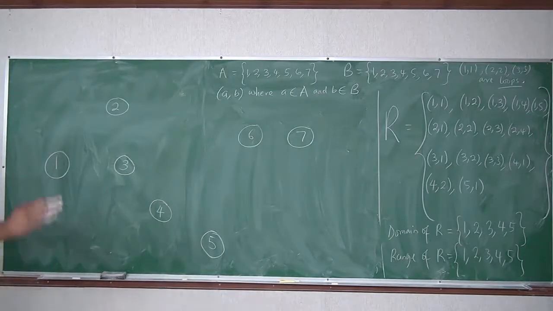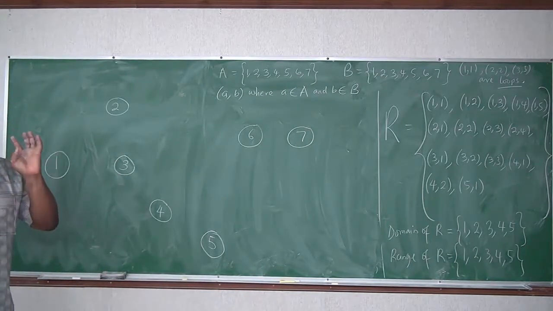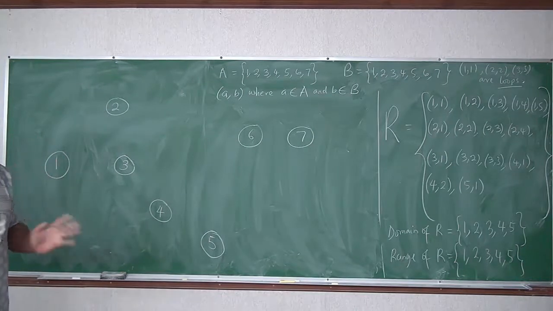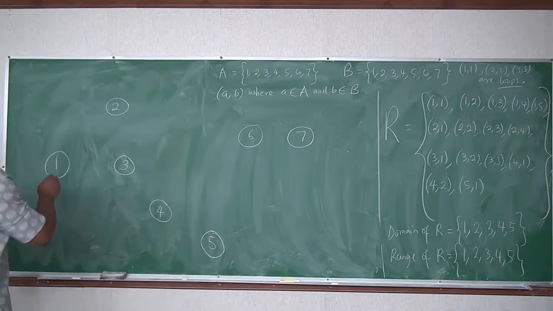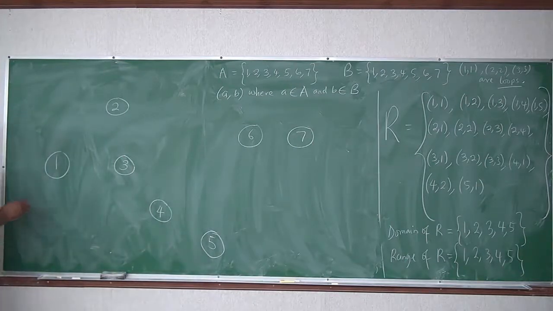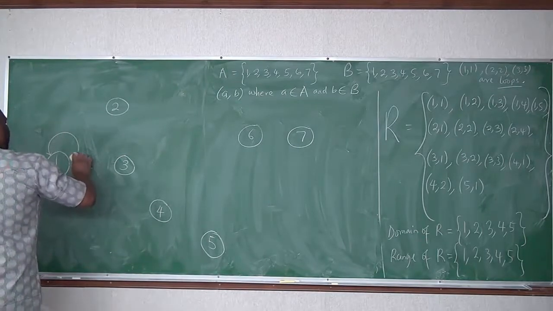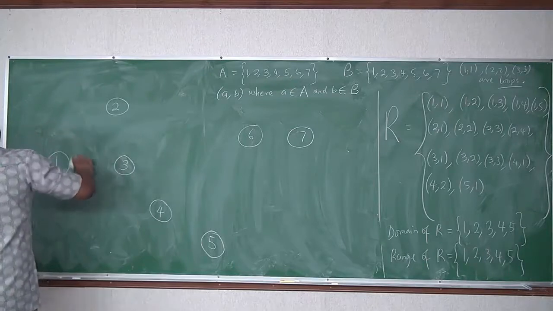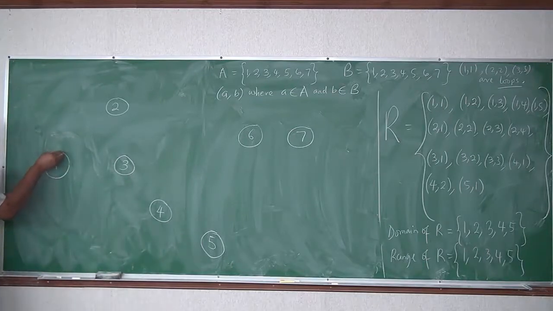Alright, so there is no specific way, it's just do it well, okay? So 1 relates to 1, so I have a loop here. I'm going to use yellow chalk. So 1, 1 is a loop. Actually, let me, because I don't want it to interfere, let me just draw the loop like here. 1 relates to 1. Here.